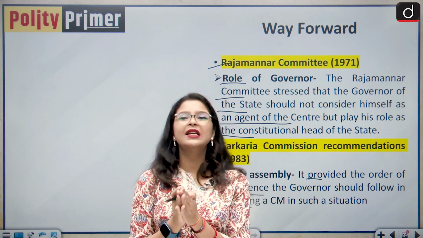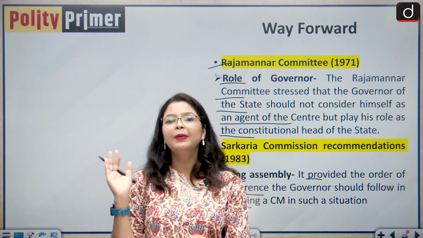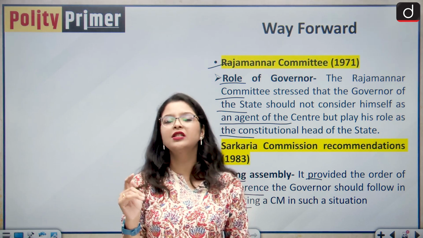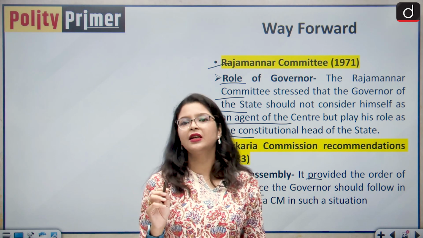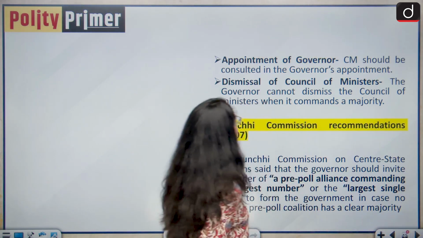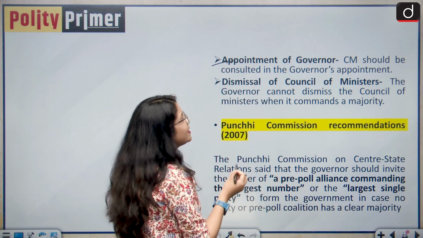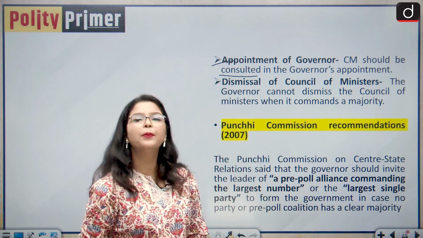So it basically gave an order of preference that the governor should keep in mind while selecting the chief minister, about whom to call to form the government in the state in the case of a hung assembly. Then on the question of appointment of governor, it suggested that the CM should be consulted in the governor's appointment.